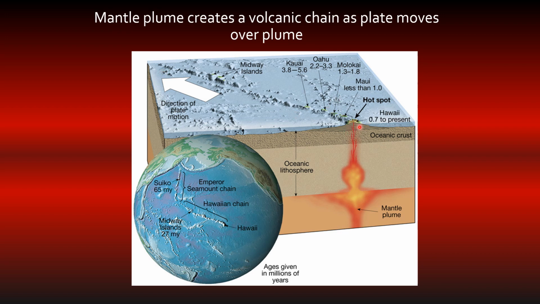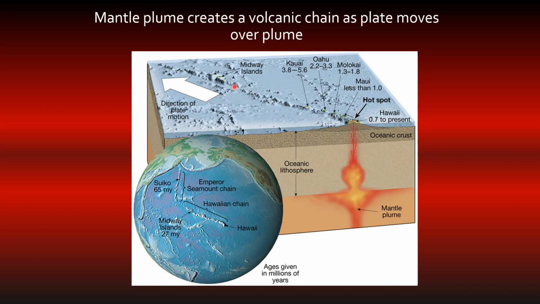So eventually the big island in Hawaii will move past the hot spot. It will no longer be erupting lava, and a new island will begin to form beneath the surface, and eventually, if the plate stays at a slower speed, it has time to accumulate enough material to pop up and become a volcanic island.